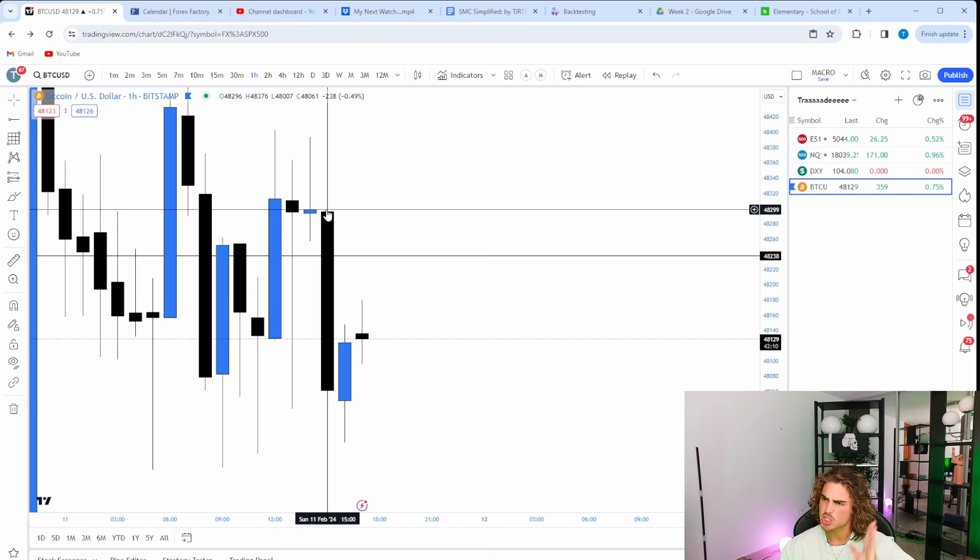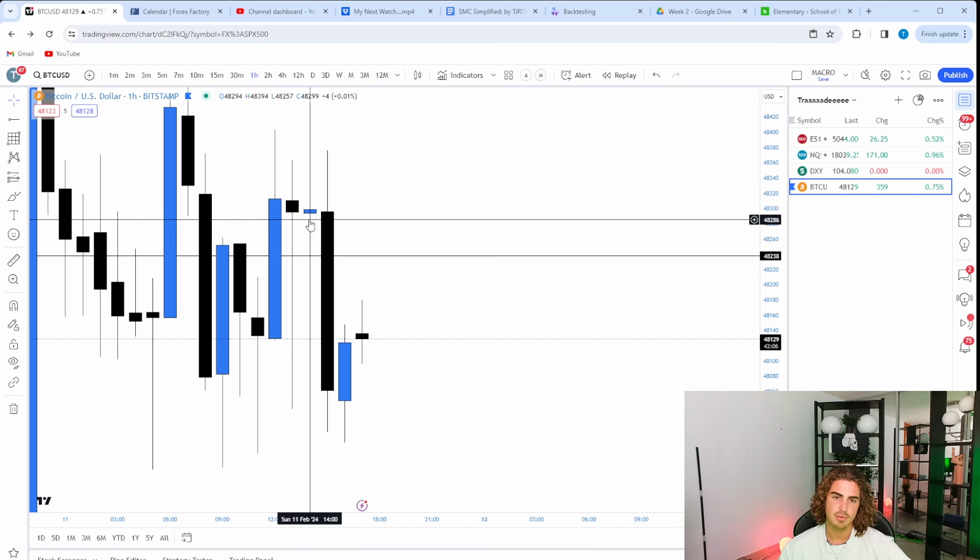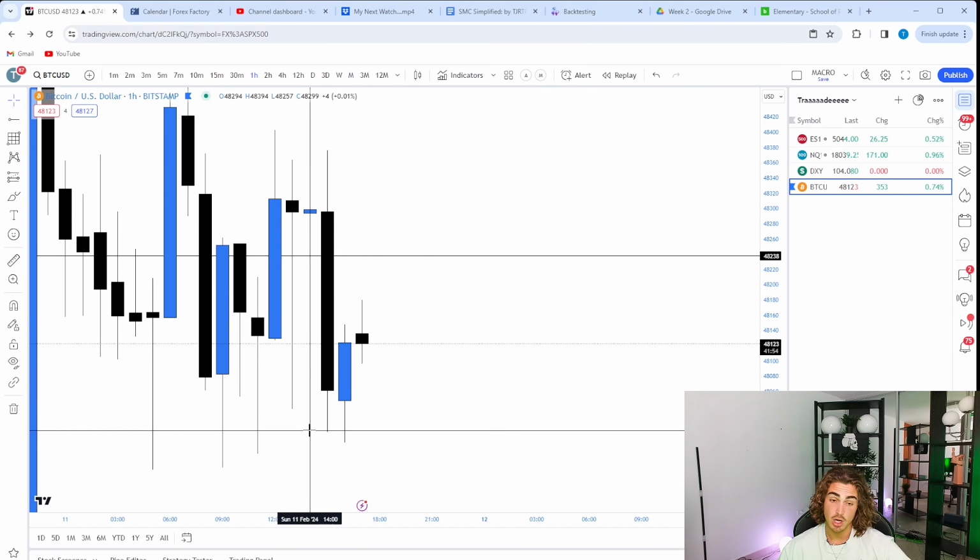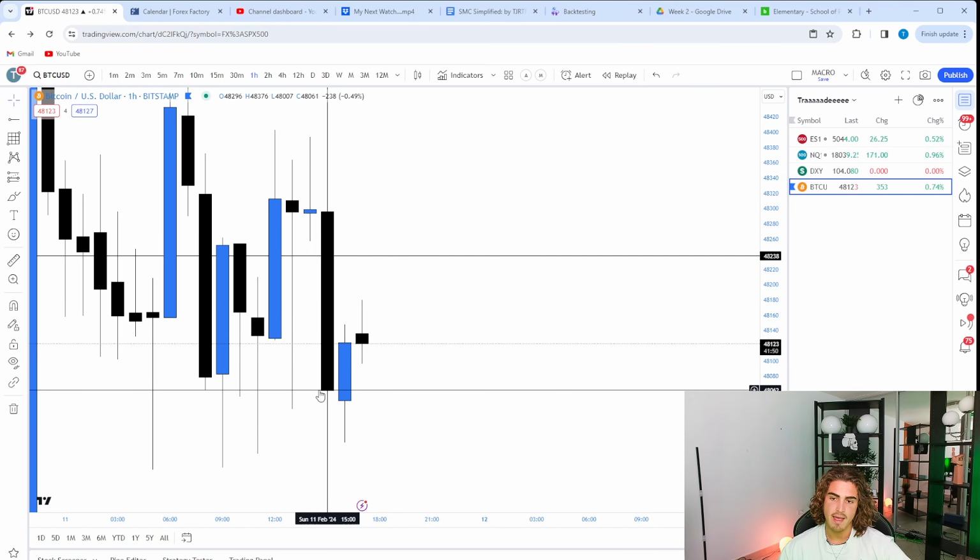Think of the open as like the starting point from the hour. And during that hour, price came all the way up to $48,377. And also during that hour, price came all the way down to $48,007. And then at the end of the hour, it closed at $48,062.